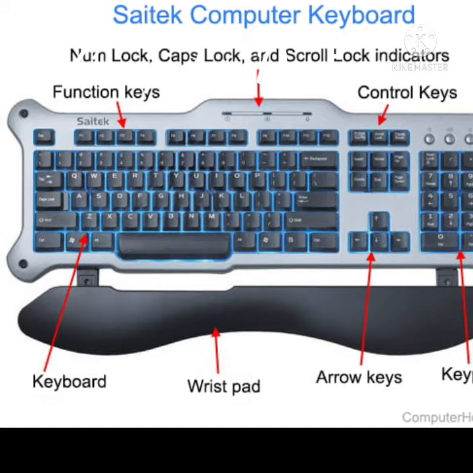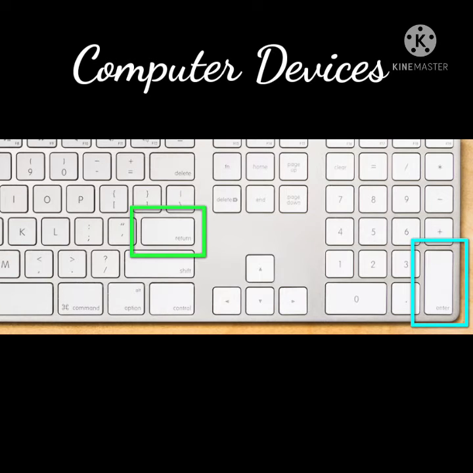Then, arrow keys. There are 4 arrow keys on the keyboard: up arrow, down arrow, left and right arrows. Up arrow is used to move the cursor up. Down arrow is used to move the cursor down. Left is used to move the cursor to the left. Right arrow is used to move the cursor to the right side.